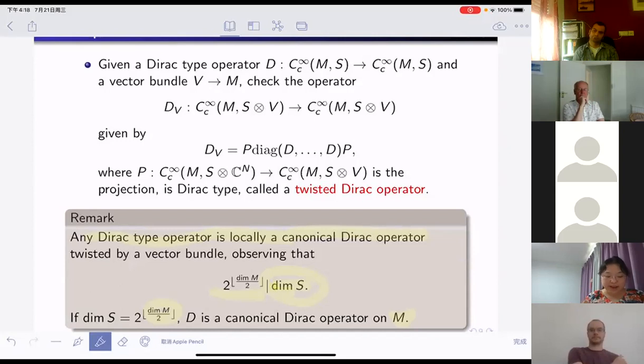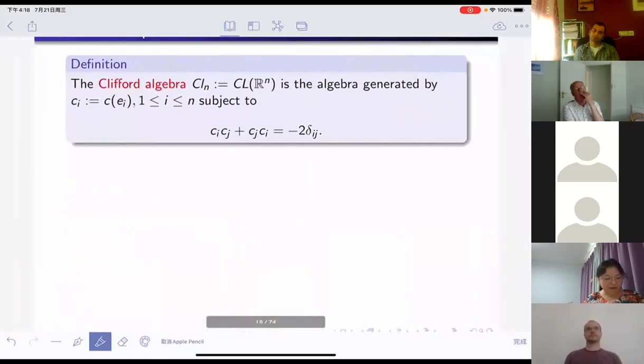And because of that, any Dirac type operator, when you see it locally, is some canonical Dirac operator twisted by a vector bundle. So by canonical, I mean that it is a Dirac type operator where S has the minimal dimension. But in the next few slides, I'm going to make it precise. We have to introduce the Clifford algebra.